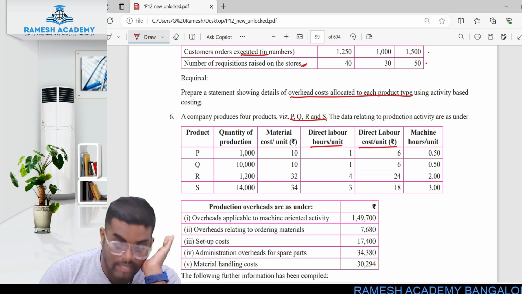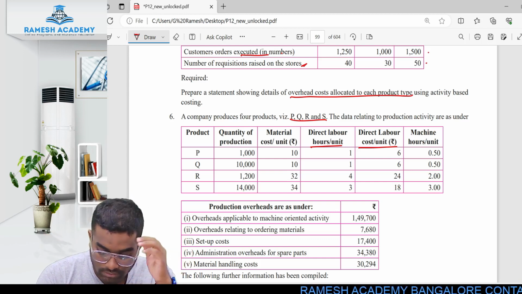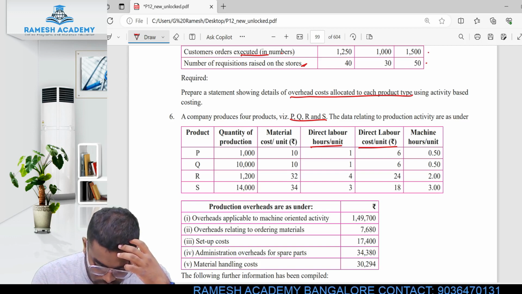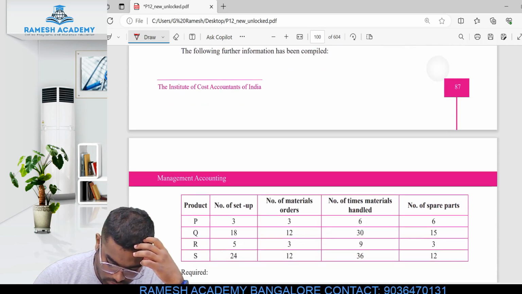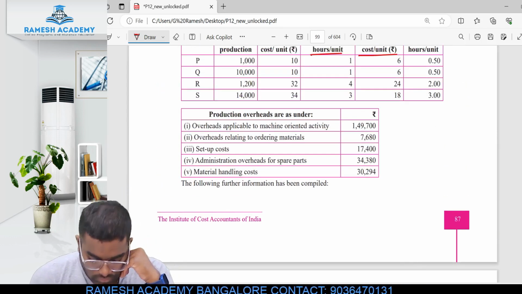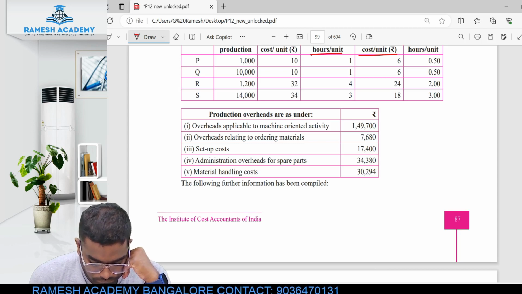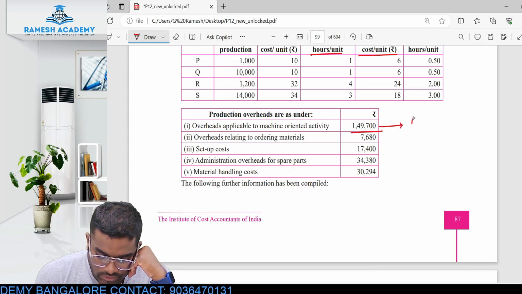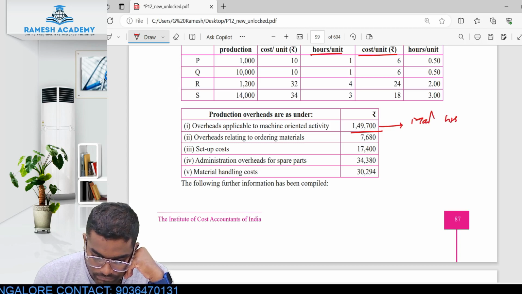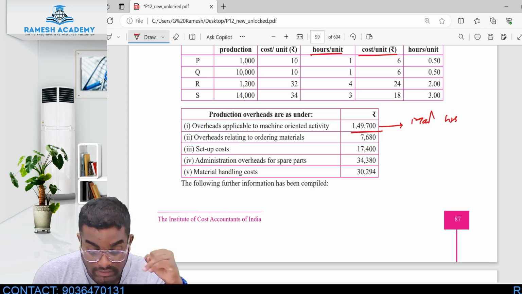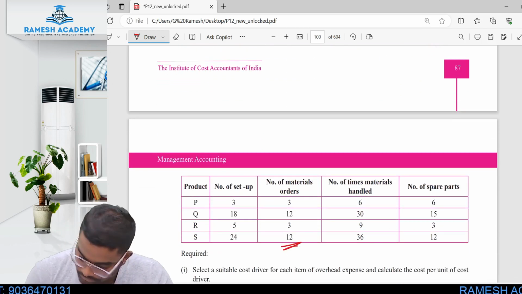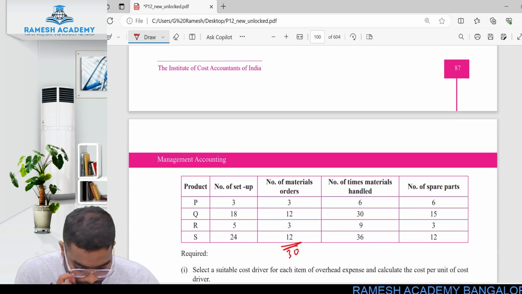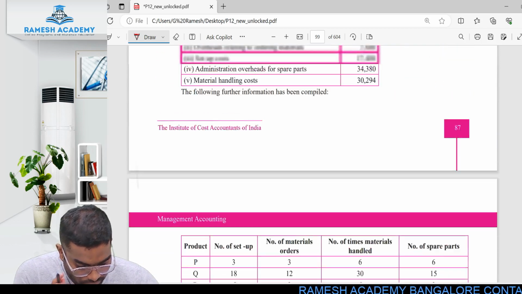Please be careful. This labor hours, I think we are using as a cost driver for some factor. Then we have machine hours. So these are the costs, and we have also the cost drivers. Overheads applicable to the machine oriented activities 1,49,000. So for this we can use machine hours, since it is machine oriented. Then we have overheads related to ordering materials. So then we have ordering costs 3 plus 12 plus 3 plus 12, so we have 30. Ordering done. Setup cost, we have number of setups, no issues.